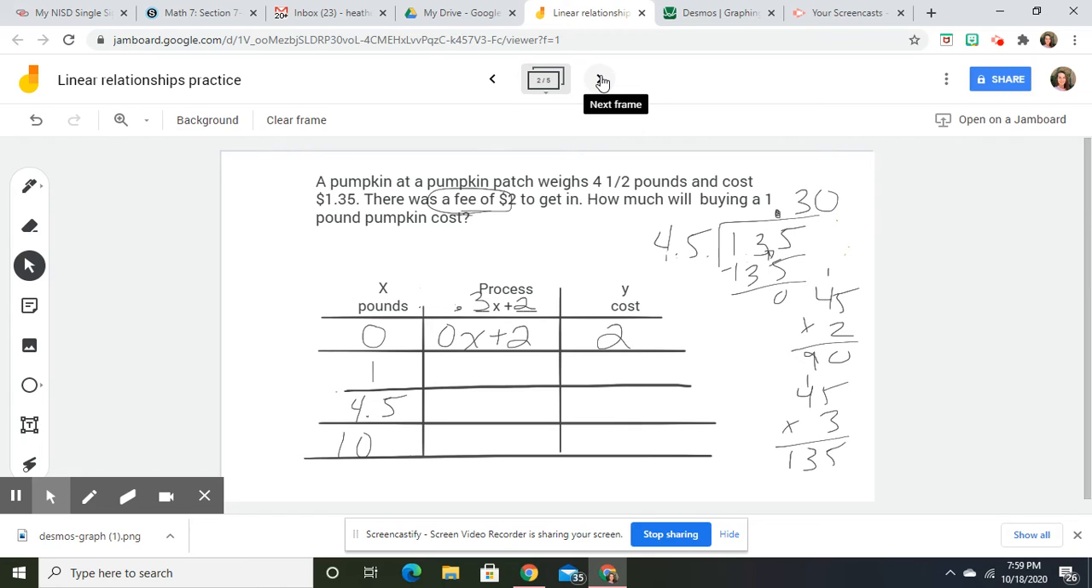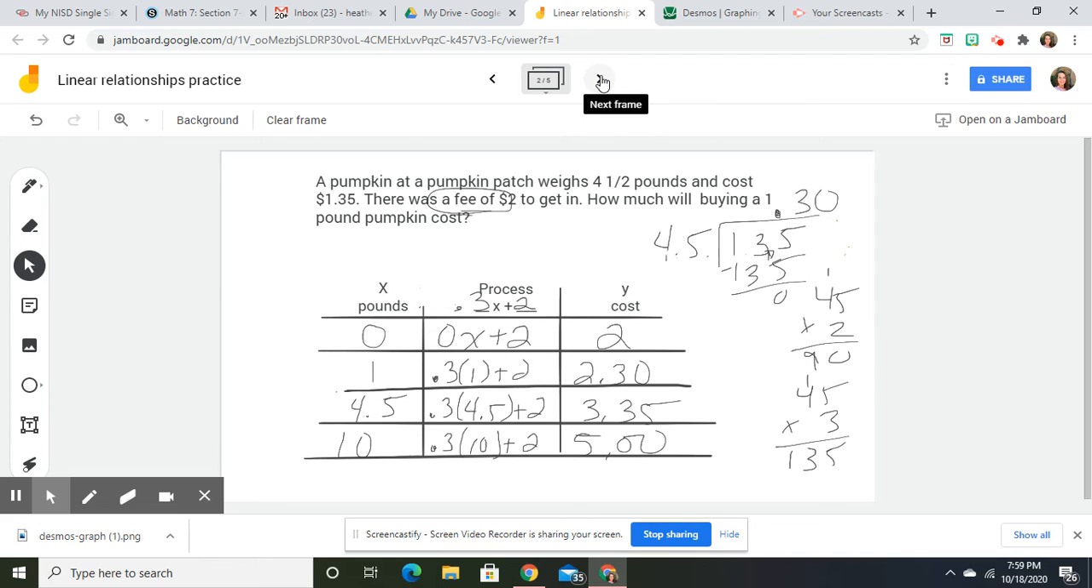So here I have 0.3 times 1 pound pumpkin. Here I have 0.3 times a 4.5 pound pumpkin, plus our entry fees, of course, and 0.3 times a 10-pound pumpkin, plus our entry fee. So here, if I multiply that out, I'm going to have a $2.30 cost. Here, we are going to have a $3.35 cost, and down here, we're going to have $5. All I did is solve out that middle column to find out how much each pumpkin would cost.